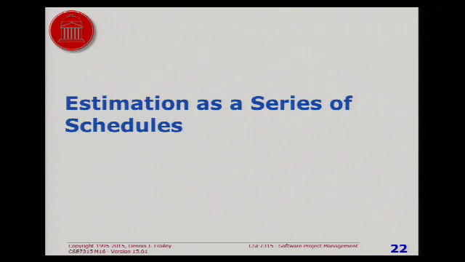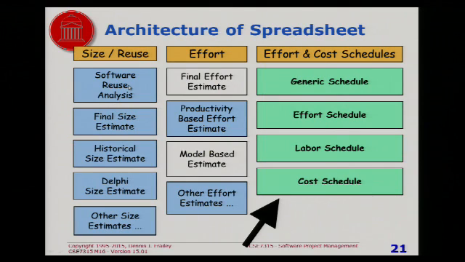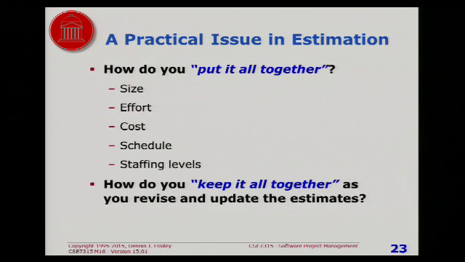Now, if you go back to this structure here, if you change the size estimate, then if you set up your formulas right in your spreadsheet, it'll change the effort estimate because one of the inputs to the effort estimate is the size. Similarly, if you change your effort estimate, it should impact the schedule estimate. But the problem is different parts of your effort estimate have different effects on the schedule. So the question is, how do you keep it all together?